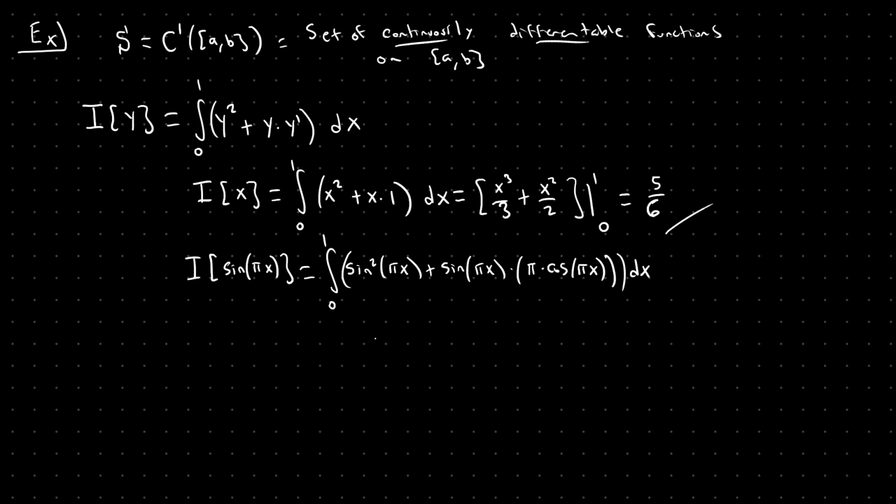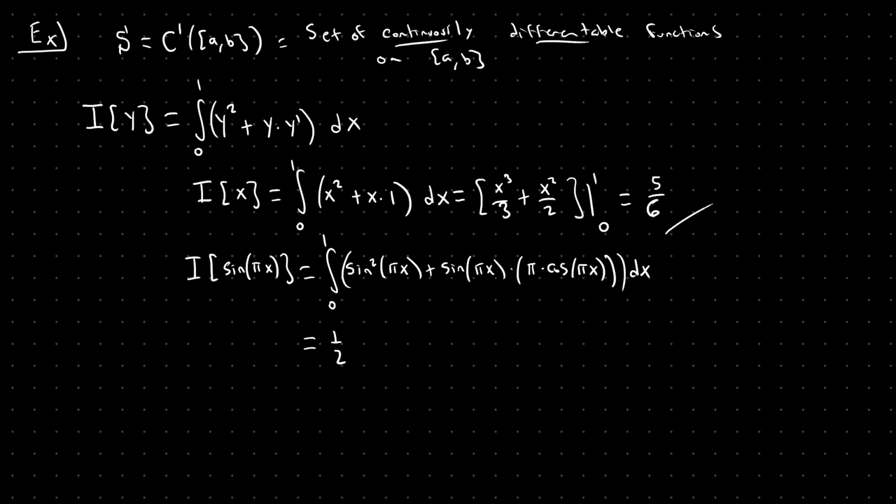You can use the same method as before to get the antiderivative of this function, for the sine squared portion at least. So we know that the sine squared portion will end up, this entire integral will be 1/2. So it'll be 1/2 times the integral of sine of pi x times pi times cosine of pi x, which can be evaluated via u substitution.